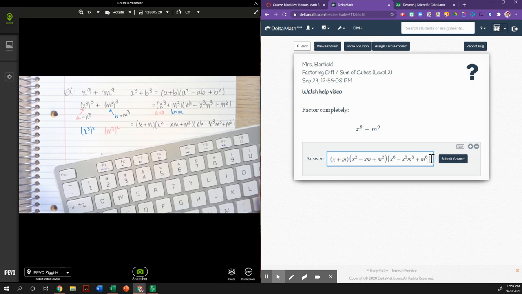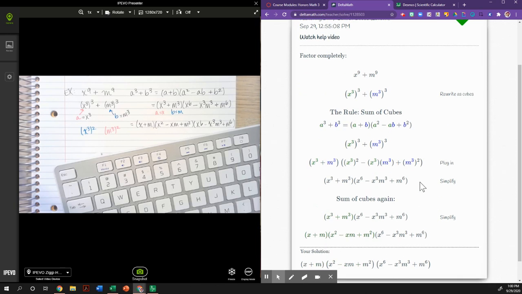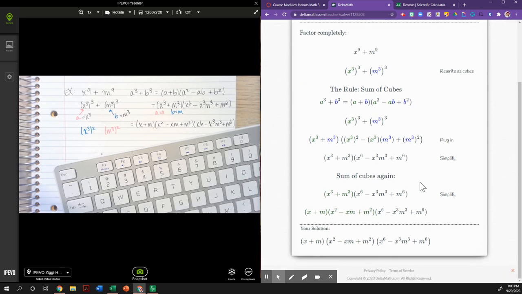I don't need that parentheses there. Let me double check. So x plus m, x squared minus xm plus m squared, x to the sixth minus x to the third, m to the third plus m to the sixth. Yep. I'm going to submit my answer. Cross my fingers. Yep, and there is our answer.